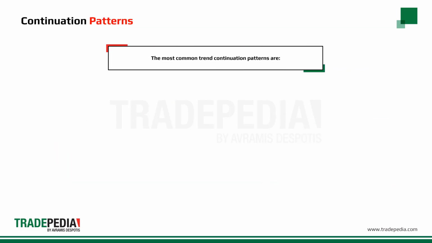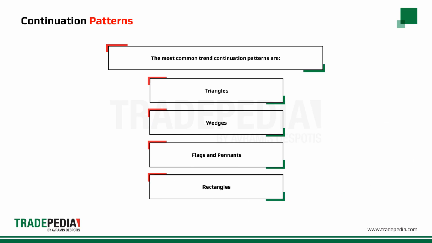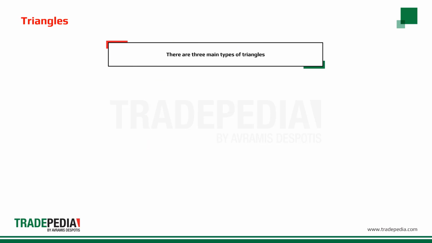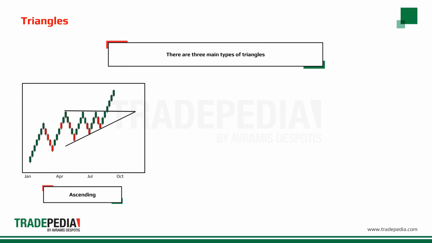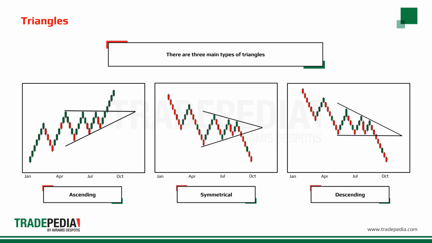The most common trend continuation patterns are triangles, wedges, flags and pennants, and rectangles. There are three main types of triangles: ascending, descending, and the symmetrical triangle, which can be both bearish and bullish.